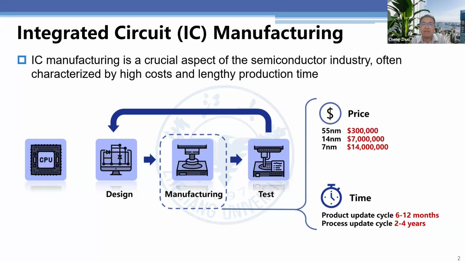On the other hand, the manufacturing time is very lengthy. Intel has a very famous rule, the tick-tock, which means every technology node upgrade takes about 2 years. But after 7 nanometer, fabs cannot really maintain this pace. The major technology node upgrade actually takes much longer, 2 to 4 years.